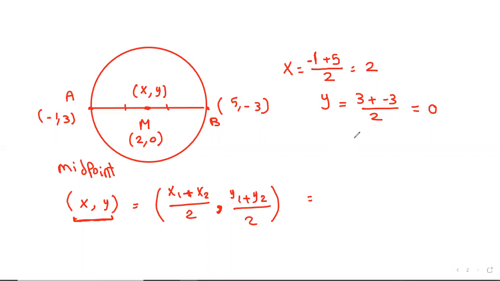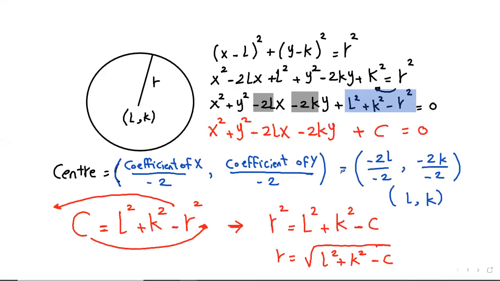Let's go to the next one. Yusuf. The radius length of the circle with equation x to the power of 2 plus y to the power of 2 minus 4x plus 2y minus 4 equals 0. Let's have a look at this equation.